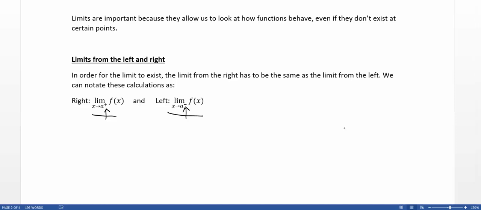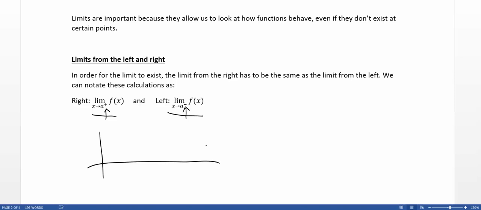So for example, in the last one we looked at, we were approaching 2. So that means when we were approaching from the left, we were considering things like 1.9. And when we were approaching from the right, we would consider something like 2.01. So something a little bit bigger and a little bit smaller is what we're talking about when we're talking about these limits from the left and the right.